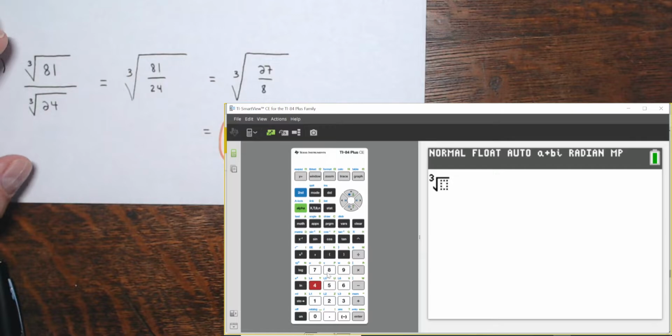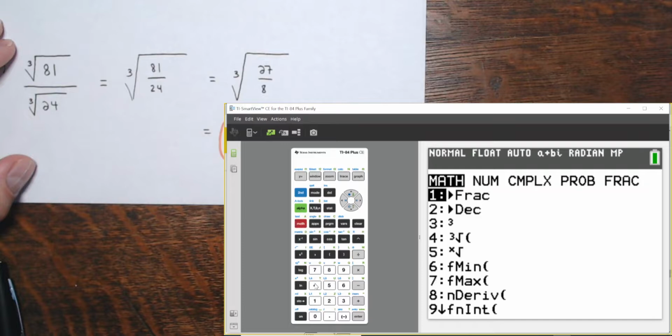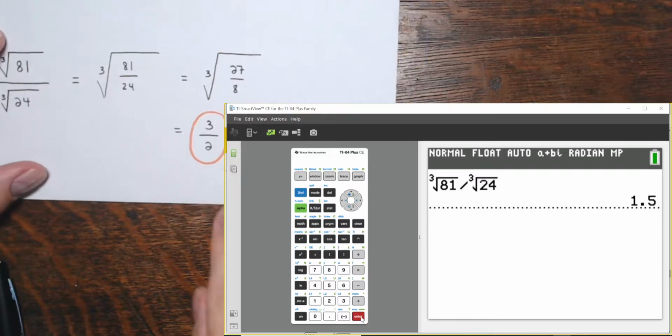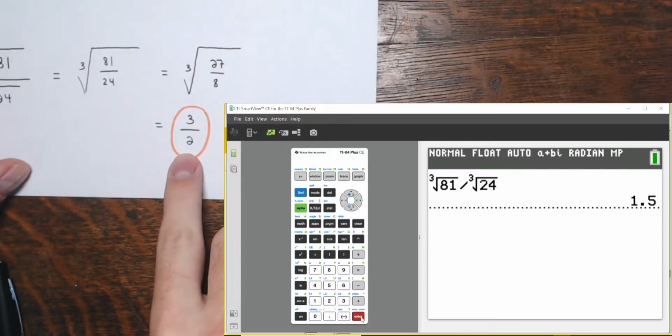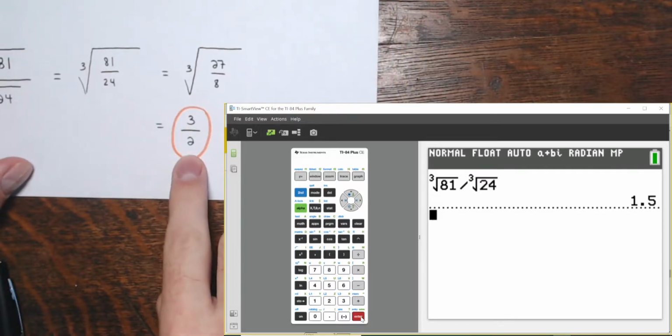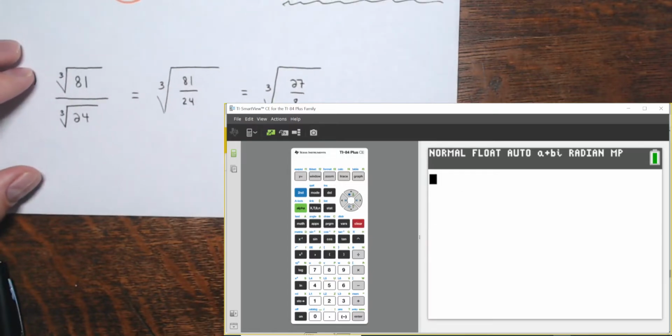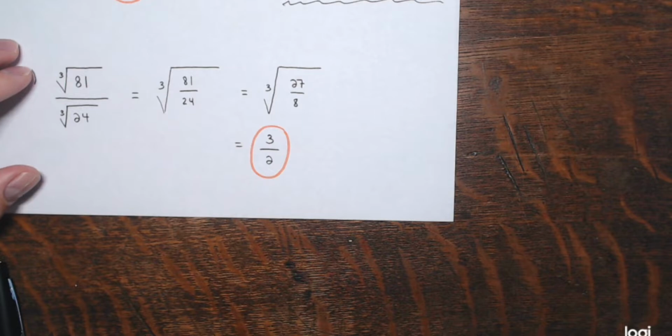So it was the cube root of 81, and then that divided by the cube root of 24. And if I get 1.5, I'll know I did a good thing. All right, 1.5, because that's 3 halves. Right? 3 divided by 2 is 1.5. Great. So that's it for that question.